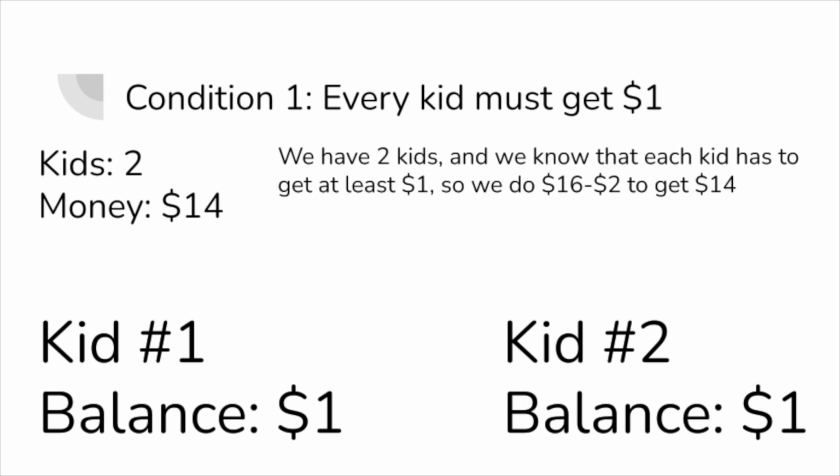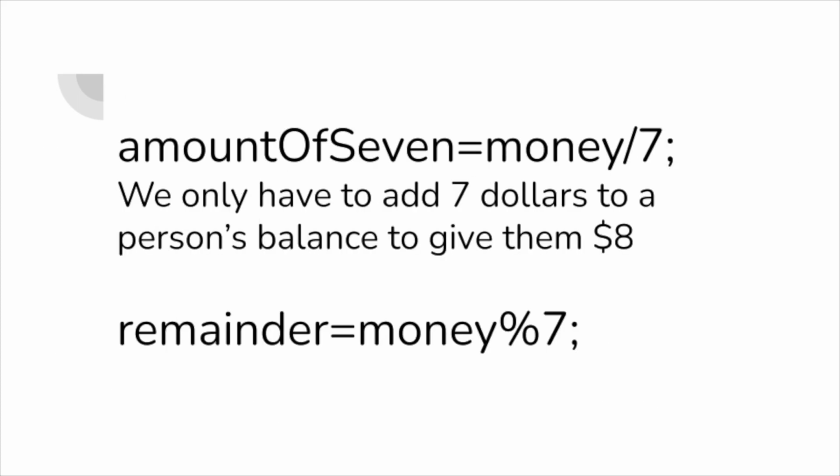First, let's subtract the amount of kids we have from the amount of money we have. We know that each kid has to get at least $1, so we can get this out of the way now itself. On to the next part, finding the amount of kids we can give exactly $8 to. To do this, we just have to divide the amount of money we have by 7. Remember, we made it so that each kid already has $1. So when we divide by 7, we're checking the amount of times we can add 7 to someone's balance.